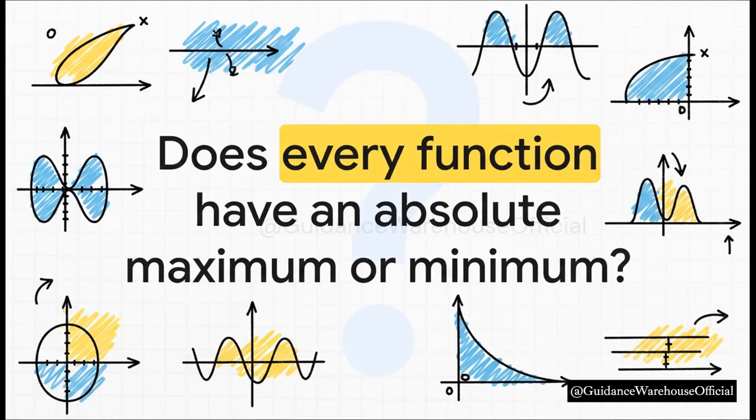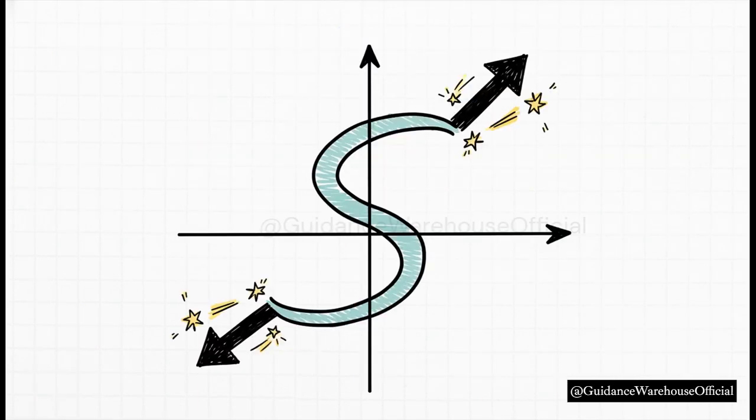Before we wrap things up today, I want to challenge your intuition with one final question. If you look at any graph in the world, does every single function have an absolute maximum or an absolute minimum? Think about what you already know about basic algebra functions for a second. The answer is actually no. Not every function has an absolute extremum.